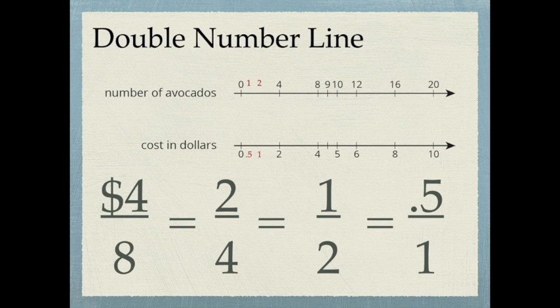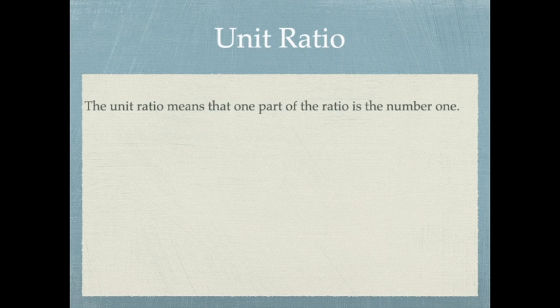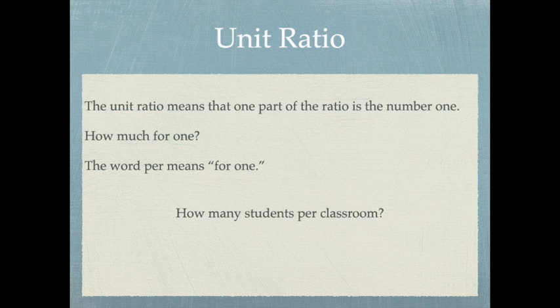And I said, I mean, all kidding aside, 0.5 over 1 is mathematically correct. It means 50 cents for 1. So the unit ratio means that one part of the ratio is the number 1, either the numerator's 1 or the denominator's 1. In other words, how much for 1? The word per means for 1. And you probably heard the word per in a lot of different sentences, you just didn't realize it.